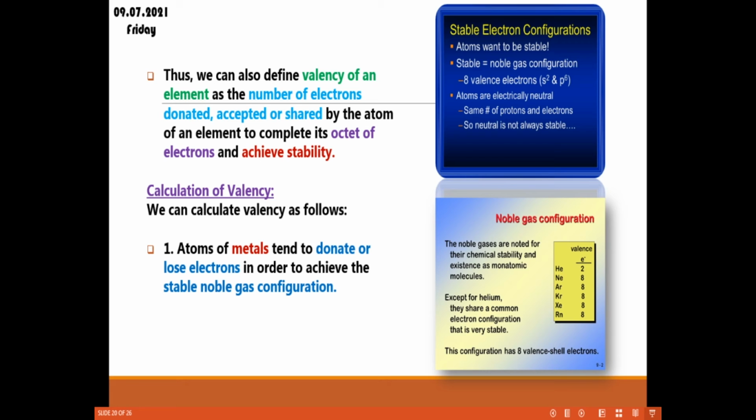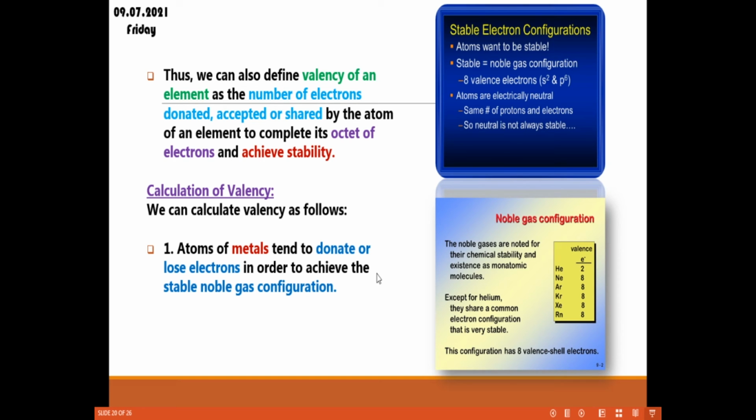So thus we can also define the valency of an element as the number of electrons donated, accepted or shared by the atom of an element to complete its octet of electrons and achieve stability. Okay, so calculation of valency, first point: atoms of metals tend to donate or lose electrons in order to achieve the stable noble gas configuration.